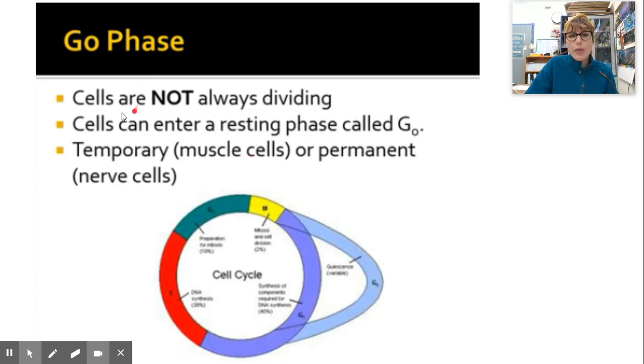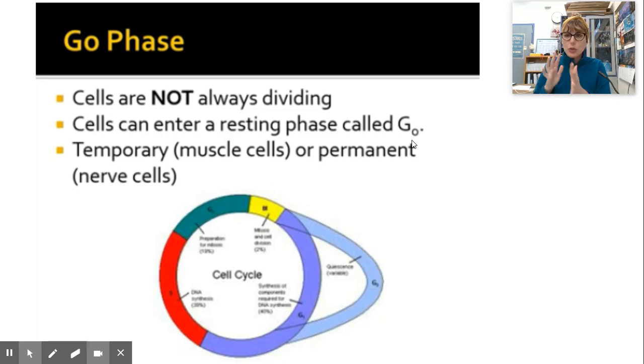So let's think about this. Cells are not always dividing. That makes sense. We don't have enough room in our body or enough energy to always be dividing and making new cells. We only need to replace old cells when we need them. And so, what we can do is put our cells in a resting phase called G0. And this is a resting phase.